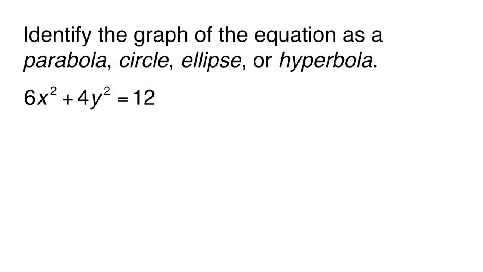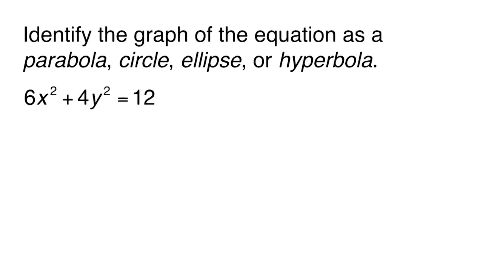Identify the graph of the equation as a parabola, circle, ellipse, or hyperbola. 6x squared plus 4y squared is equal to 12. In this case, both variables are squared, so we're either dealing with an ellipse or a hyperbola, or a circle, which is a special case of an ellipse.